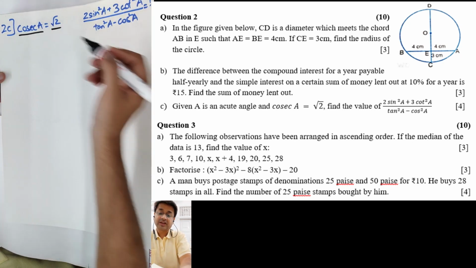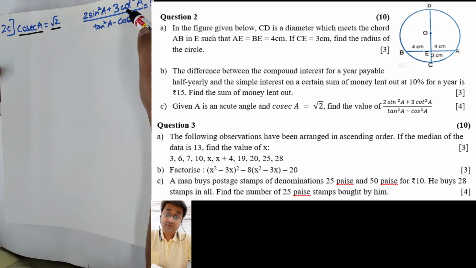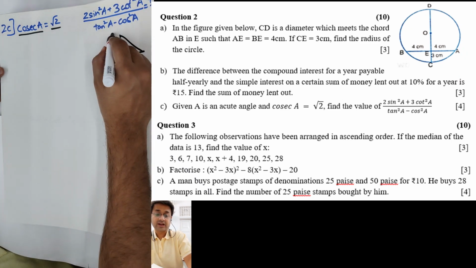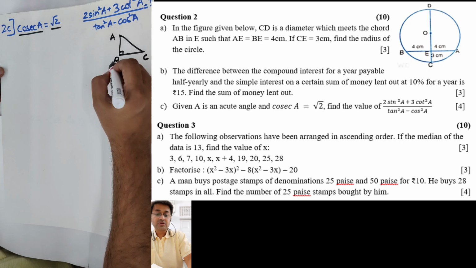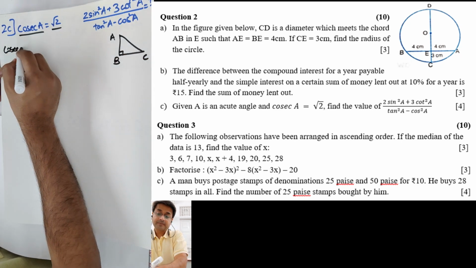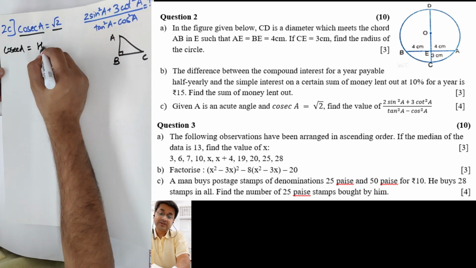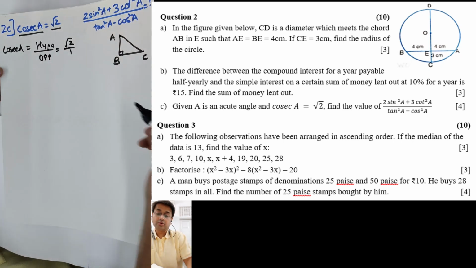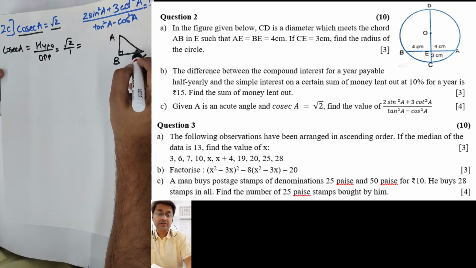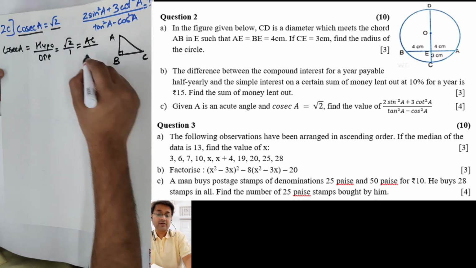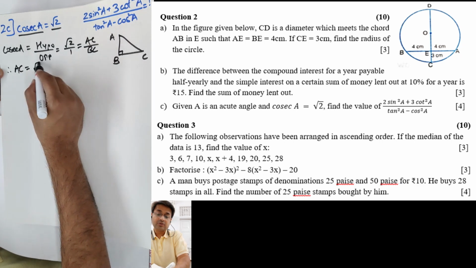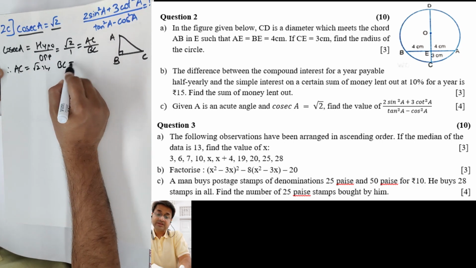Let's move to the next one, 2C. You've been given cosec this time and find the value of this. So you can't do this directly, rather you'll have to take help of the triangle with A somewhere. So we will say cosec A. Cosec is basically hypotenuse upon opposite, which is root 2 by 1. And here in this case hypotenuse is AC and opposite to A is BC. So therefore I can say let AC be root 2x and BC be 1x.